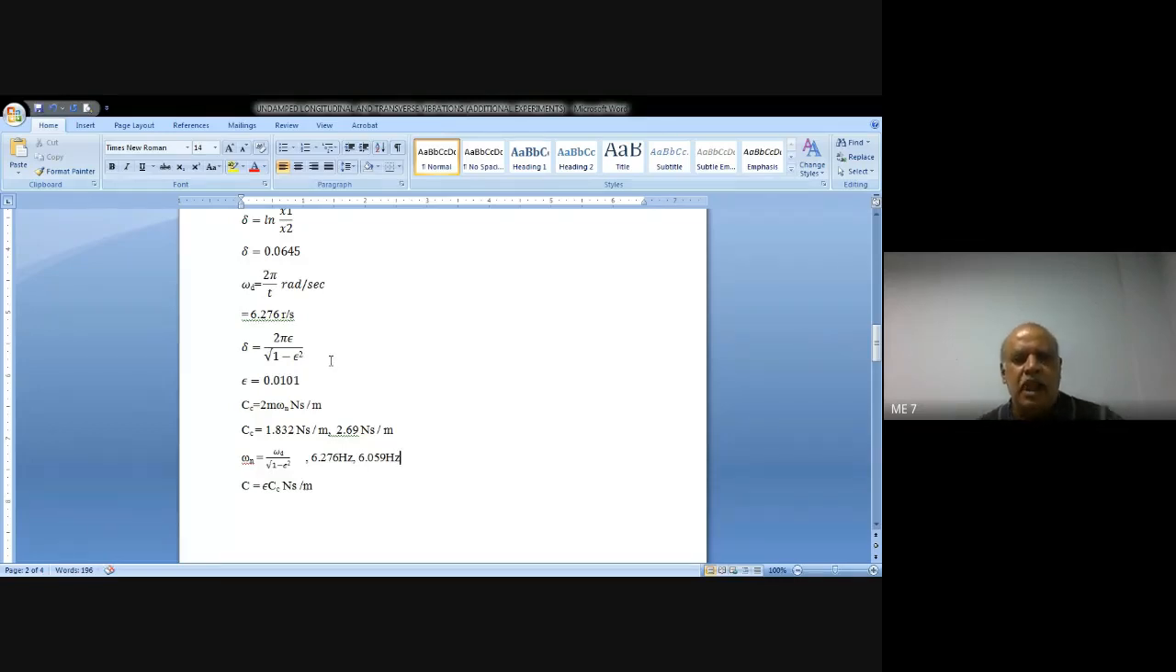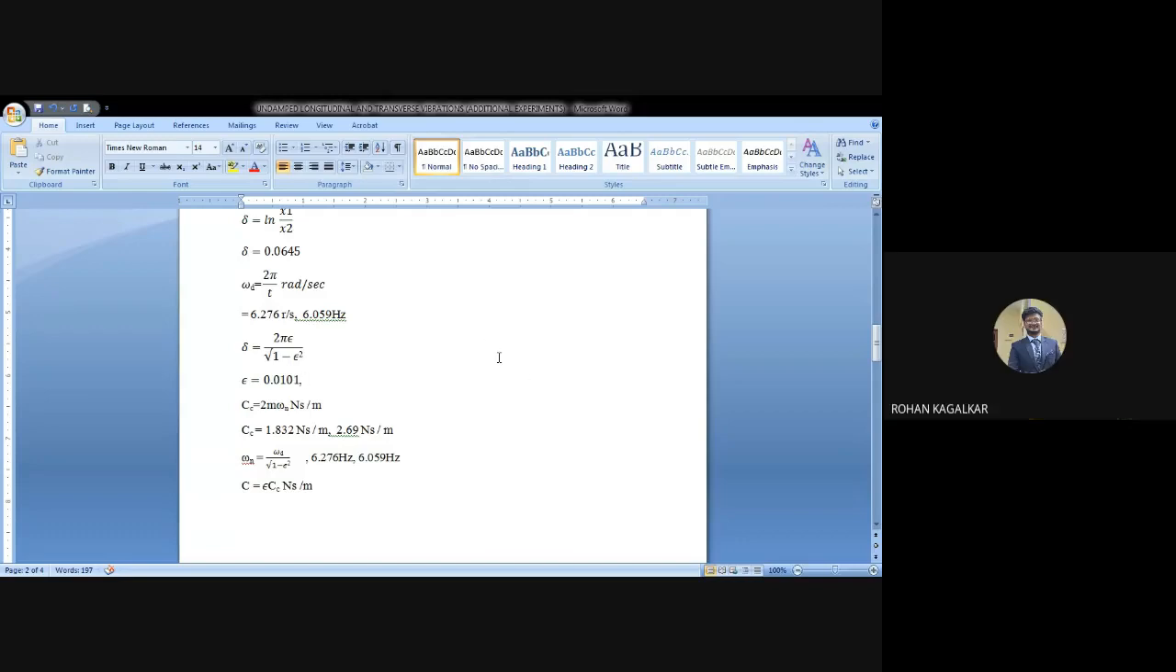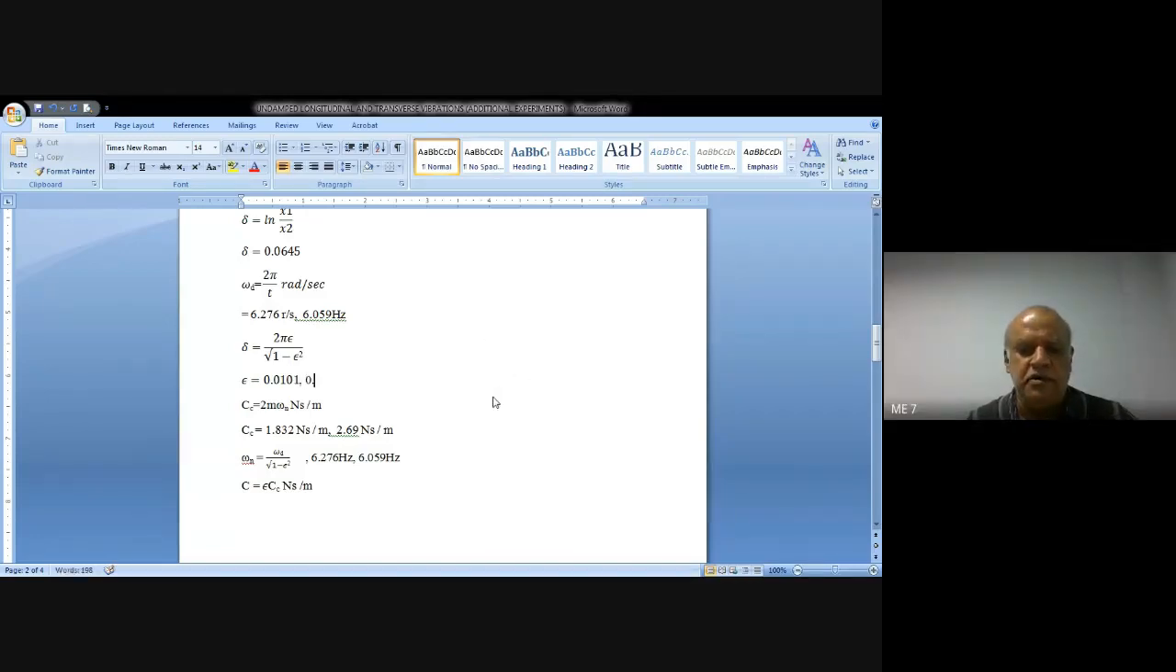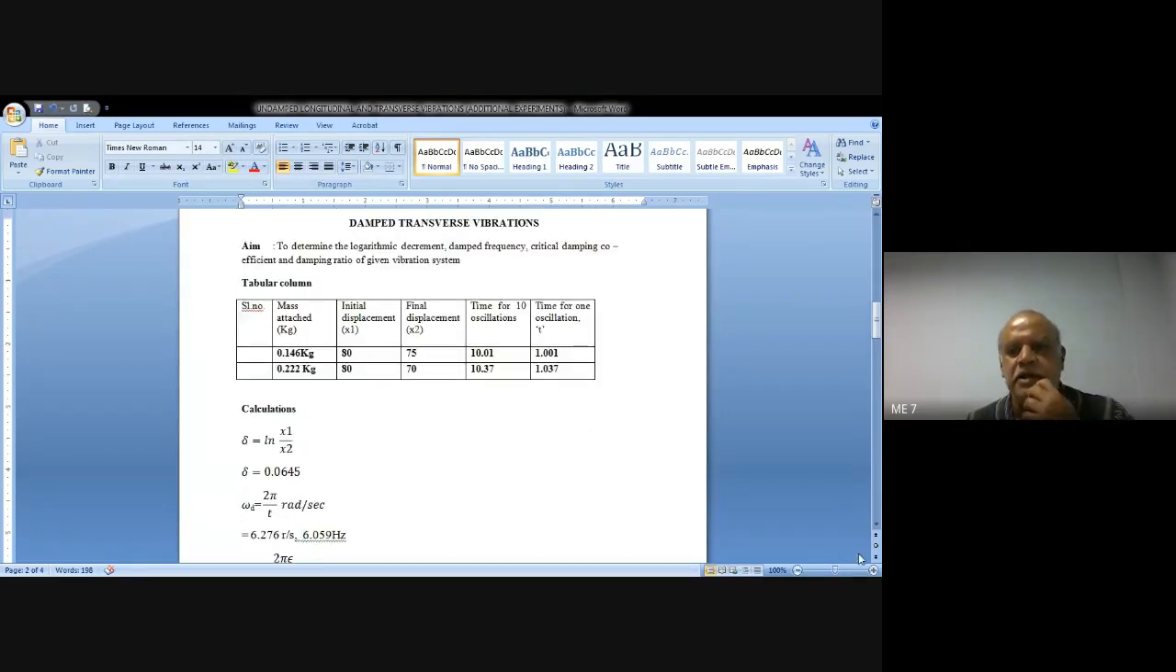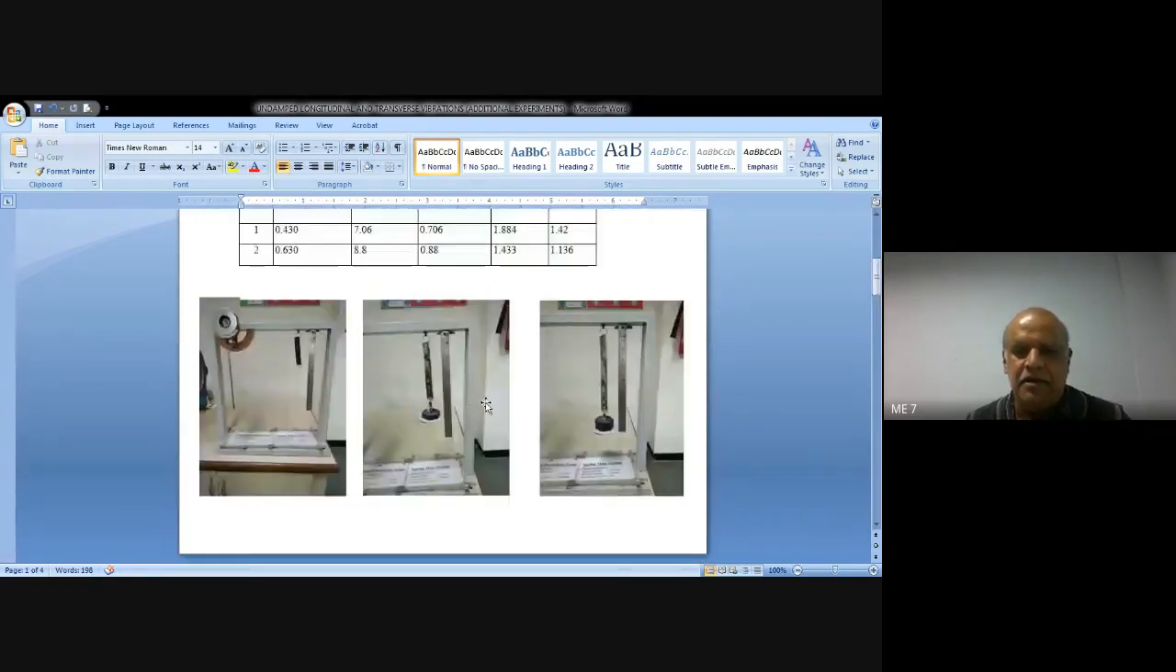That is the omega n value, and the omega d value for the first one is 6.27. For the second one, how much is it? 6.059 hertz. Yeah, that's correct. And what is the value of the damping factor epsilon for the second case? 0.0211. Correct? Okay. Any doubt in this?